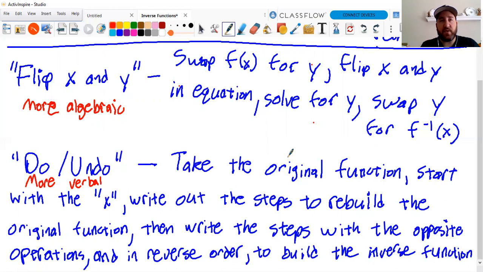I do my steps in reverse order, and then anywhere where I actually did an operation, add to, multiply by 5 or whatever, I do the opposite of that. And that's what lets me build the inverse function. So let's see a few examples of both of these in practice.